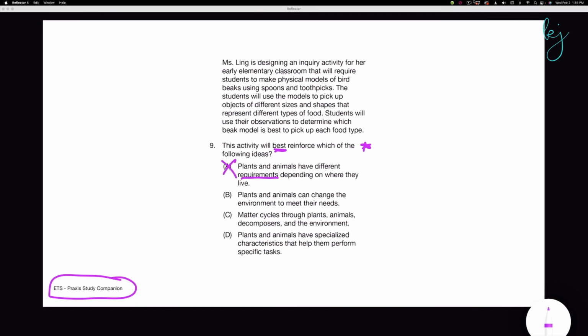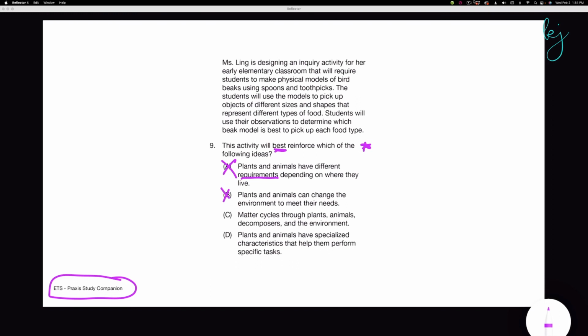B, plants and animals can change the environment to meet their needs. Can you change the environment to meet your needs? No, we cannot change the environment to meet our needs. We change other things inside the environment that can have a negative effect on the environment. Like, a wolf out in the snow can't change the environment so it's sunny or so it snows more. That's impossible. So B is out.